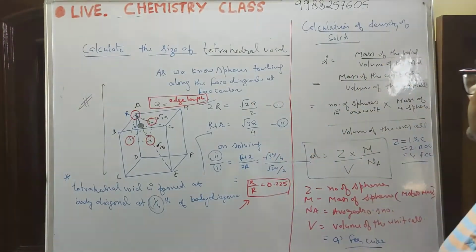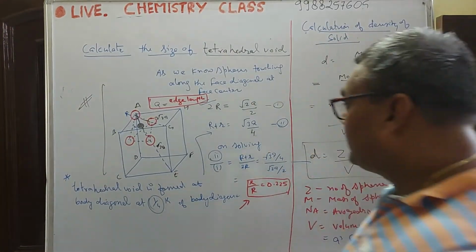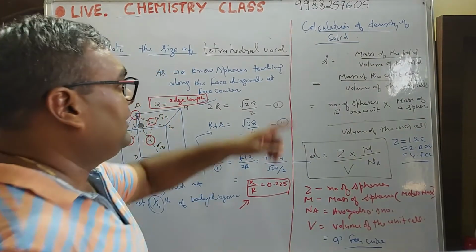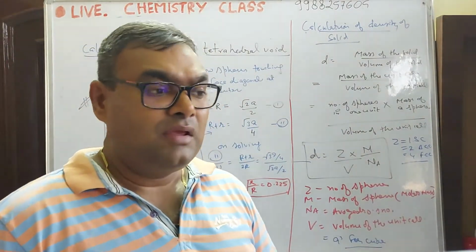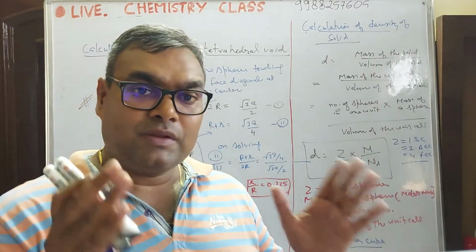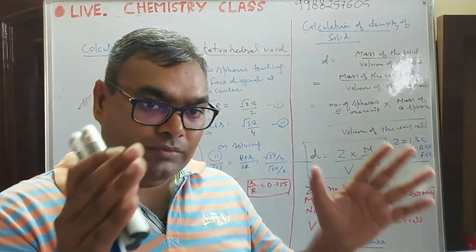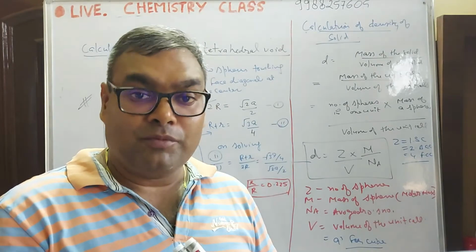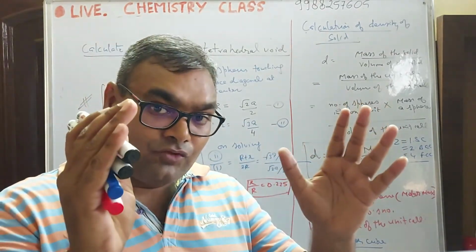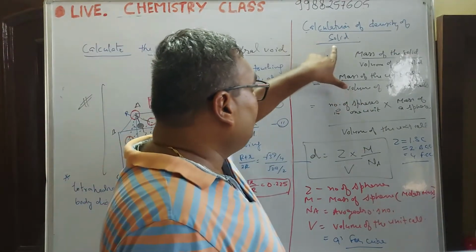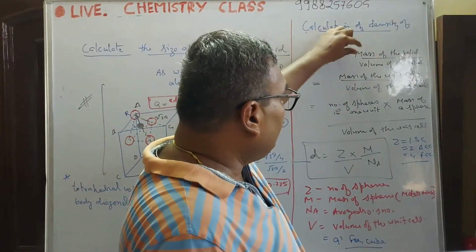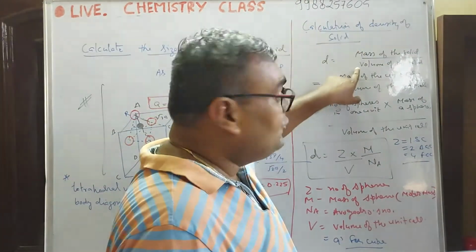Okay. Now, how can you determine density of the solid? As you know, usually it's a very simple term, density. Density means the ratio of the mass of the unit cell divided by volume of the unit cell. That is the mass of the solid divided by its volume. That will give you the density. Absolute density, calculation of density, mass of the solid, volume of the solid ratio.